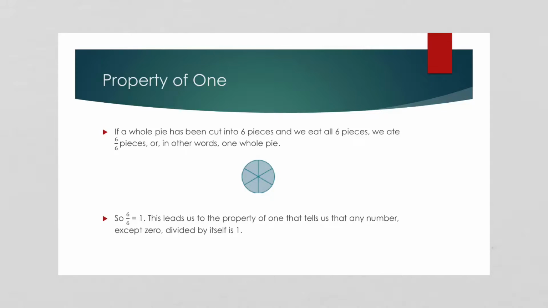Okay, so just so you know, no matter how many pieces the pie is cut into, if all of them are shaded, you have one entire pie. So in this case right here, we've got 6 out of 6 that are shaded. Anytime you have all of them shaded, that is equal to 1. If it were cut into 7 pieces, you'd have 7 out of 7, that's 1. If you had 10 pieces, that's 10 out of 10, you'd have 1 whole pie.